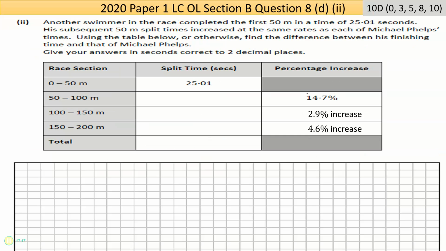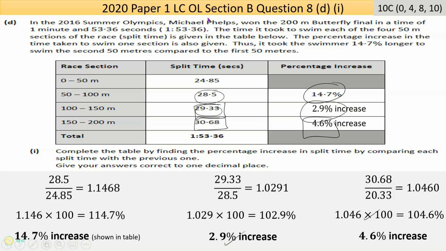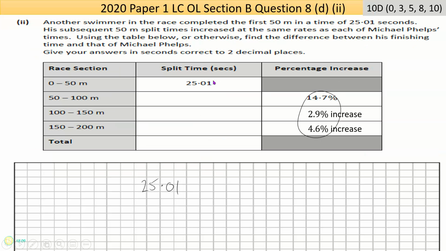Now part D, part 2 is the same thing, but this time you know what the percentage increases were. You've just worked them out. And whatever answers you got in the previous one, even if they're wrong, will be accepted as fully correct in D, part 2. So you're given 25.01. Now you're told that's a kind of fictional time. If you just notice, that's different than the time given in part 1. So this is a different swimmer, and that's what all this blurb is saying.